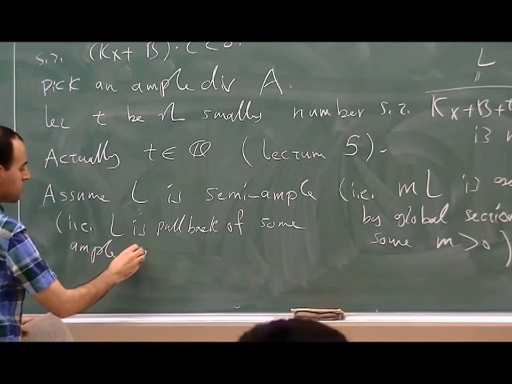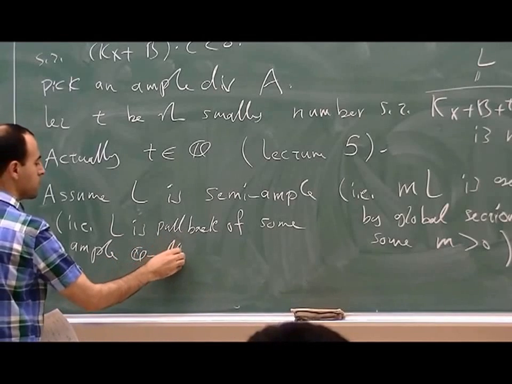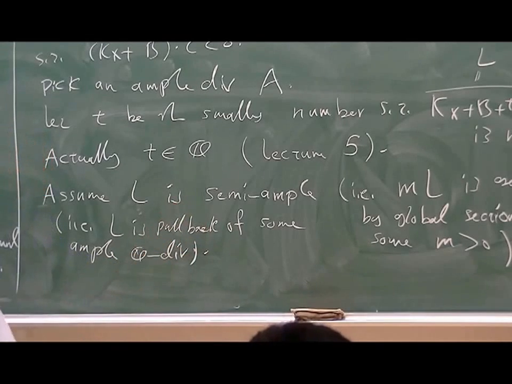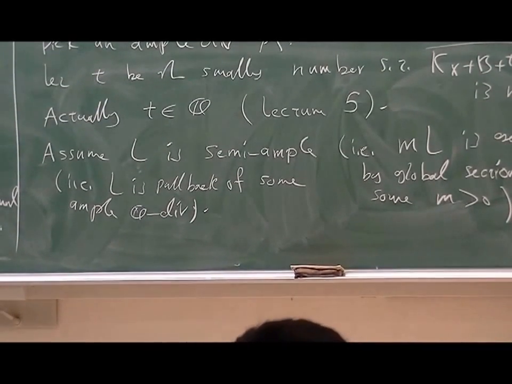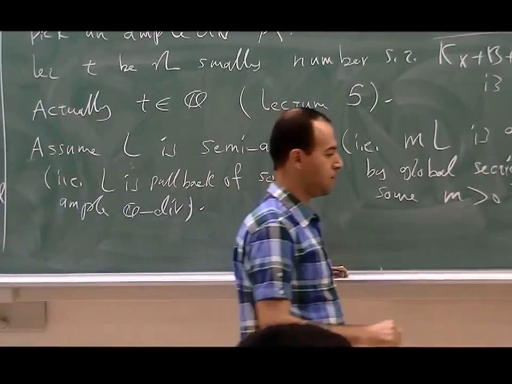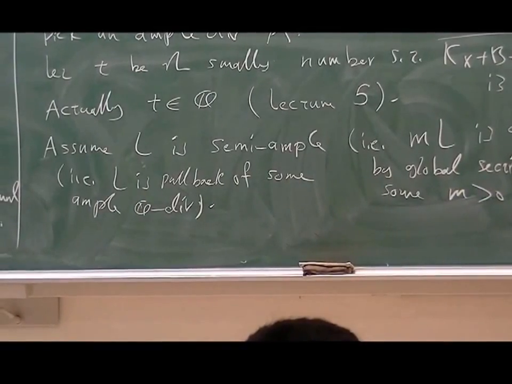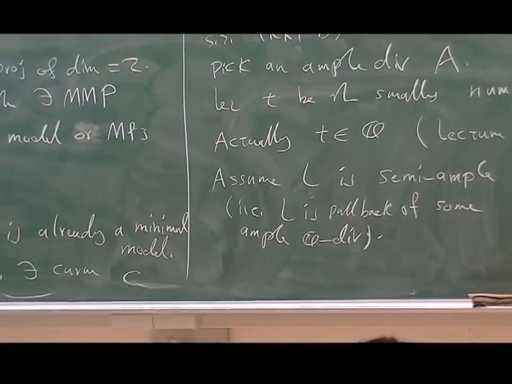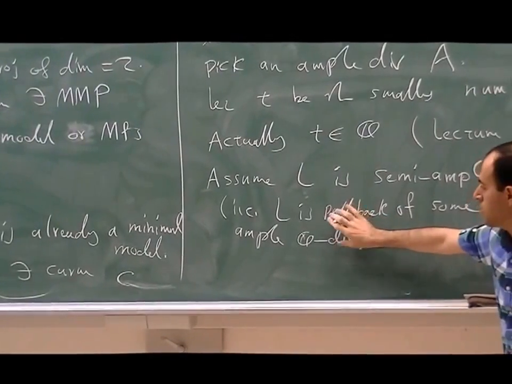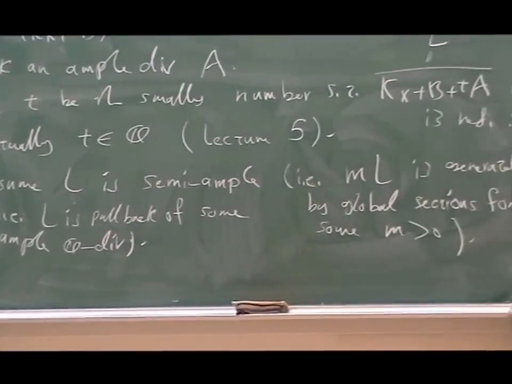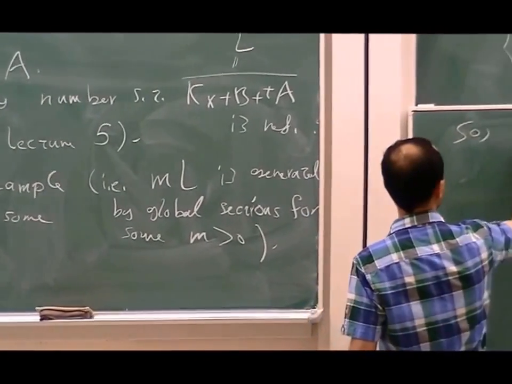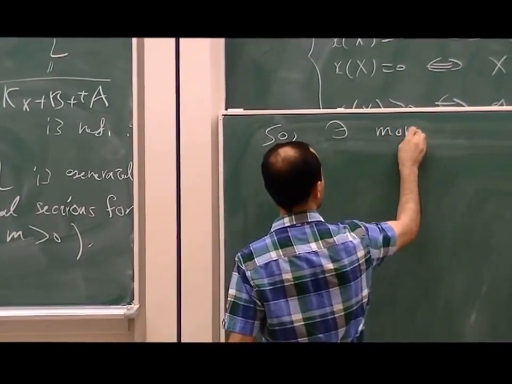But here you might need rational coefficients. So these are all equivalent definitions. So yeah, assume this for the moment. Assume that this guy is semi-ample. So just from this definition here, it's the pullback of some ample divisor. It means that there is some morphism.